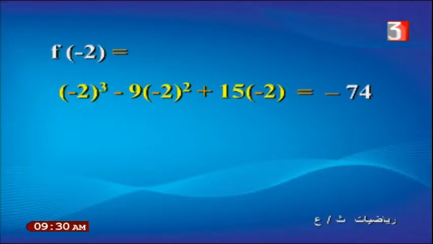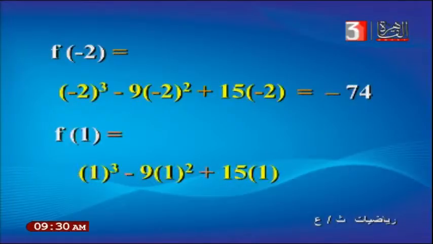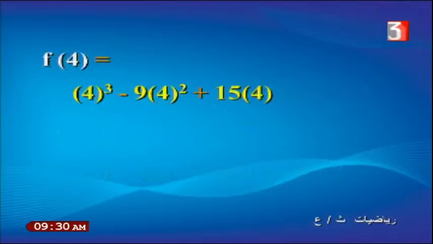And f of 1 equals 1 power 3 minus 9 times 1 power 2 plus 15 times 1 equals 7. And f of 4 equals 4 to the power 3 minus 9 times 4 power 2 plus 15 times 4, which equals negative 20. Then we have three values, negative 74 and 7 and negative 20. Negative 74 is the smallest value and 7 is the greatest value.